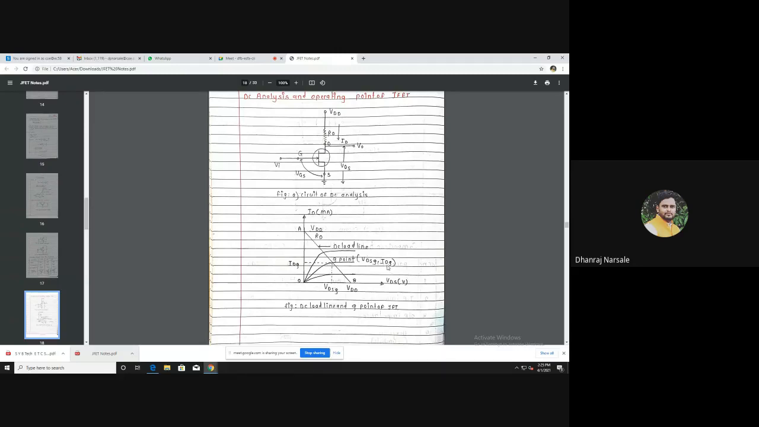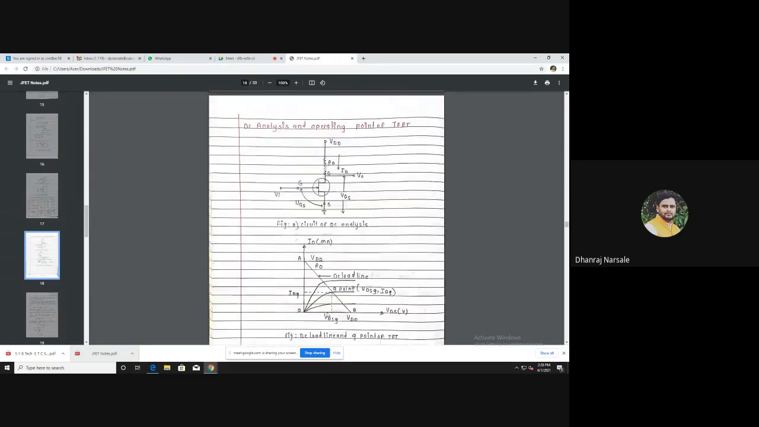Q point means quiescent point, or we can say the operating point. We can call it the Q point, the quiescent point, the operating point. Okay, so what is its definition? The Q point is the point, or we can say the intersection point, of the DC load line and the VI characteristic curve of JFET. Okay, so based on that Q point, we have to analyze the particular JFET.